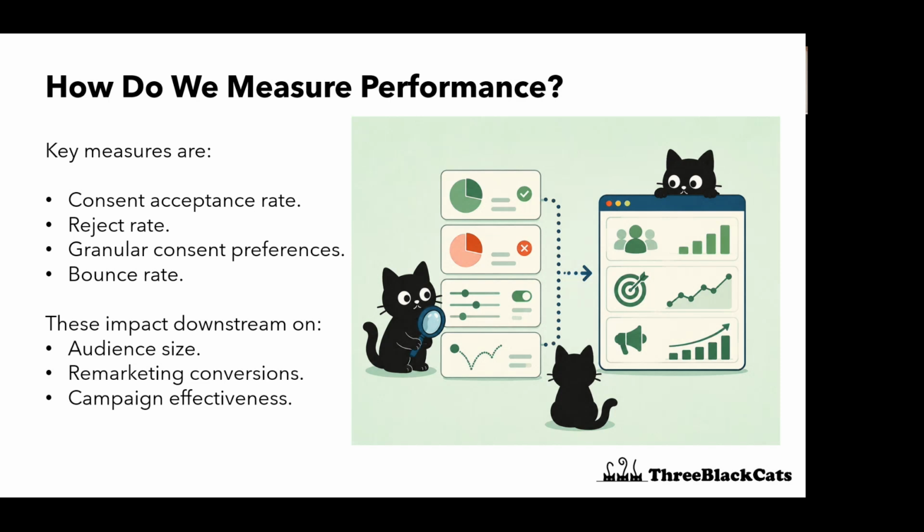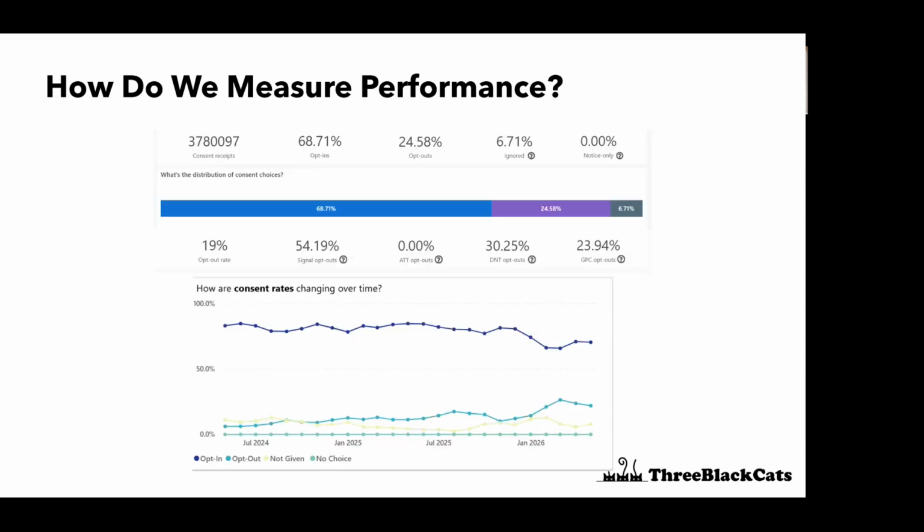And that's where tooling is absolutely of benefit to you. So these are some metrics pulled from OneTrust, which is a really common tool for cookie banners. We can see here we've got a global, about 68% of people opting in, about 24% opting out, and we've still got that 6.7% of people who did nothing.